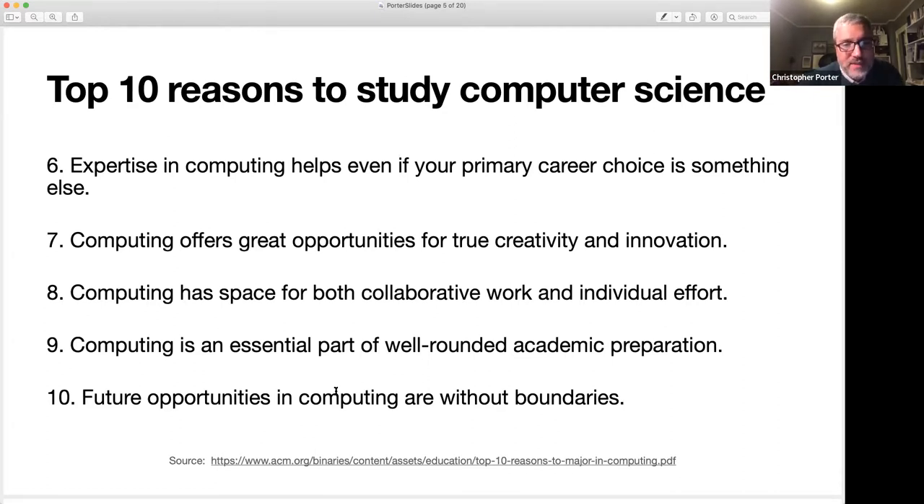And then lastly, like I related to an earlier point, future opportunities in computing are without boundaries. We have not figured out the limitations of what we can do. I mean, if you think about using an autonomous vehicle to navigate the surface of Mars, who would have thought 20 years ago that that would be something that we would be able to do? And with the computational tools that we have, we continue to push the boundaries farther and farther.